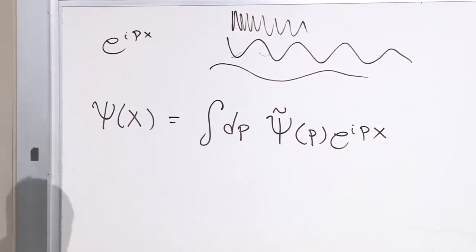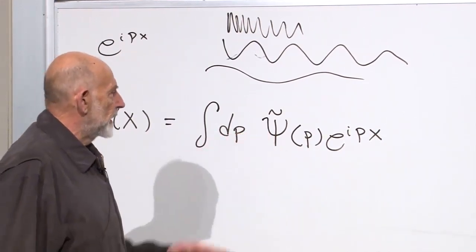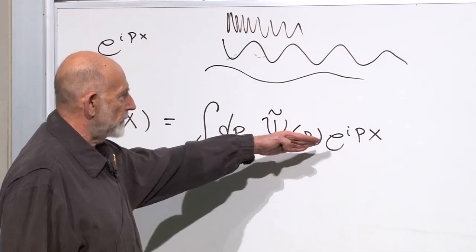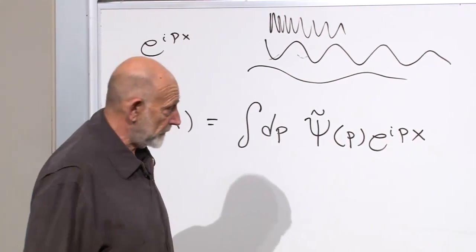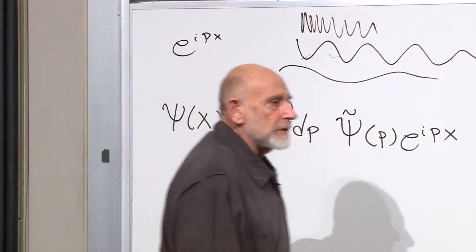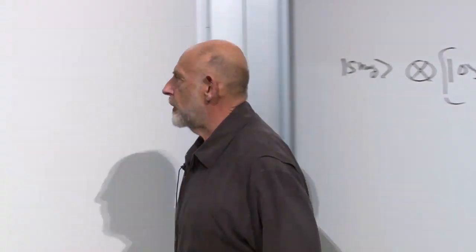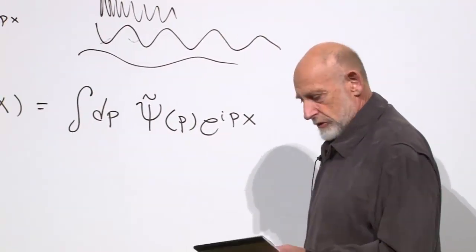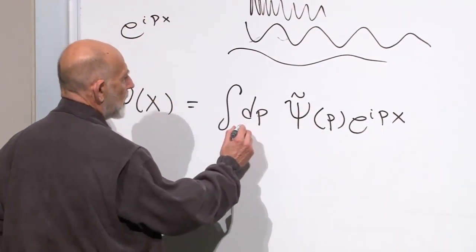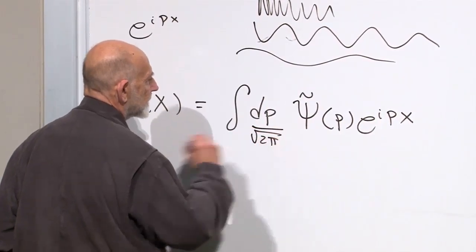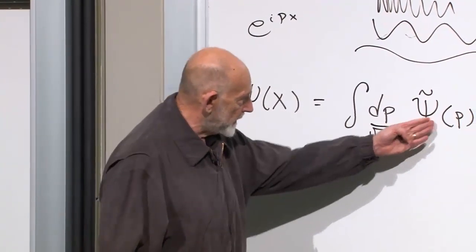Psi twiddle of p is just the amplitude, the strength psi of p that the wave of type p has in the function psi of x. Okay? Fourier's theorem is a theorem which tells you how to reconstruct psi twiddle of p. And just for definition, I'm going to put a 1 over square root of 2 pi here. That's a convention. We could have absorbed it into psi twiddle of p.